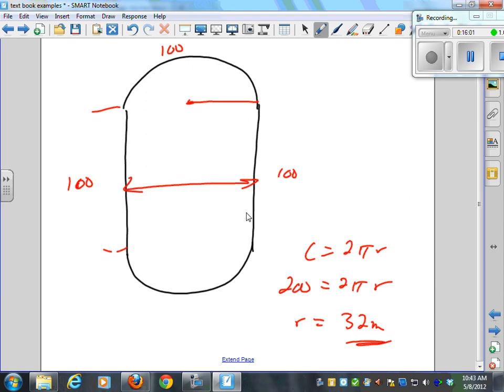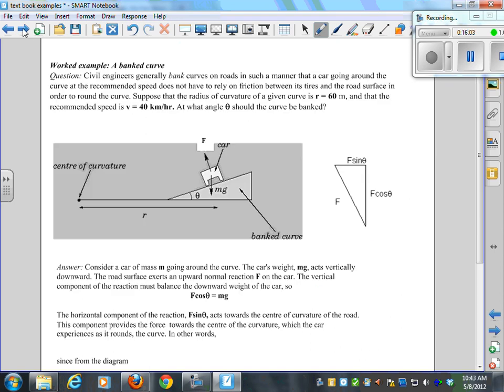Okay, all right, let's talk about banked curves. Banked curves are important. Civil engineers generally bank curves on roads in such a manner that a car going around the surface at the recommended speed does not have to rely on friction from its tires on the road surface in order to get around the curve. In other words, you can still do it in the wintertime. Suppose that the radius of curvature of a given curve is only 60 meters and that the recommended speed is 40 kilometers an hour. At what angle theta should the curve be banked? We're really coming up with a derivation here.